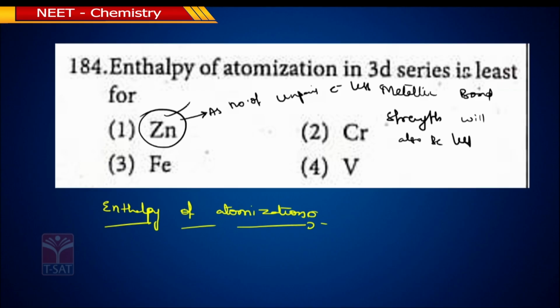When you take zinc, you don't even have any unpaired electrons. That's why zinc metal doesn't form a strong metallic bond. It forms a very weak metallic bond, so its atoms can be formed very easily with less energy. That's why the enthalpy of atomization of zinc will be very, very less.